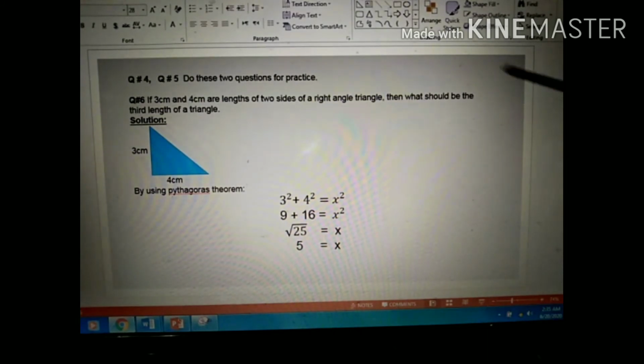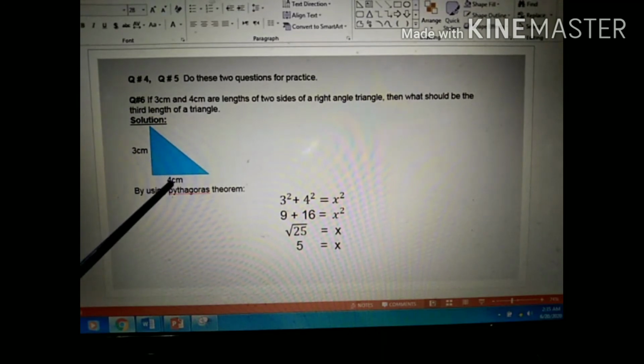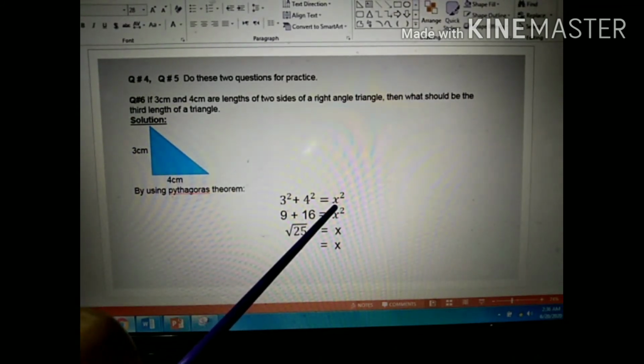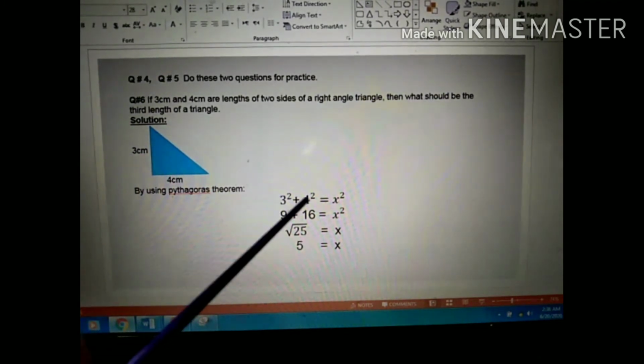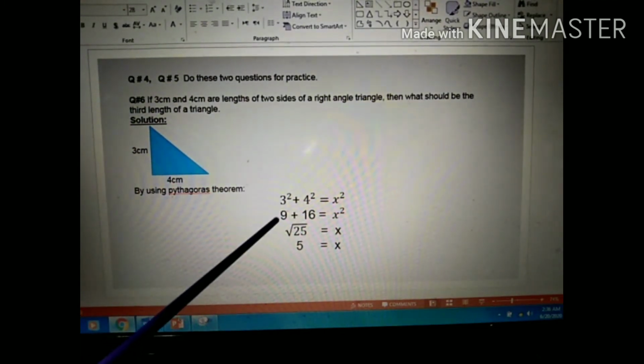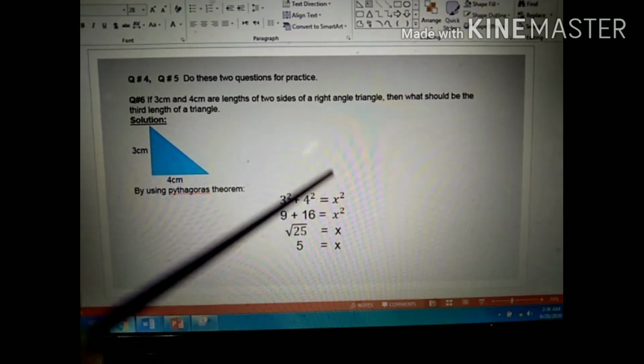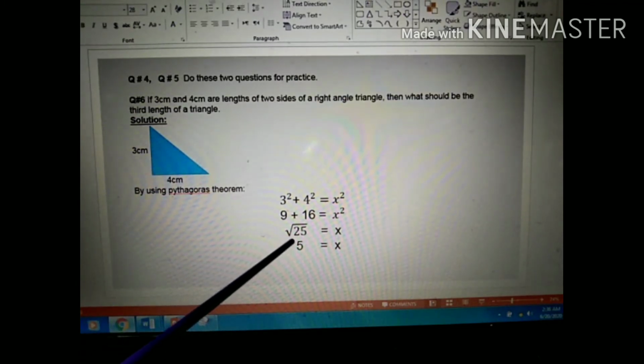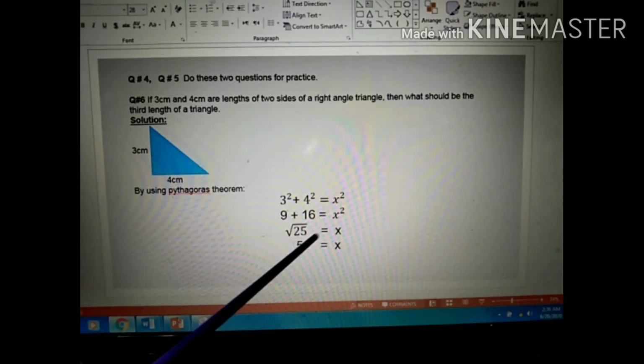So the Pythagoras theorem is the sum of the squares of these two sides. The square of 3 plus the square of 4 must be equal to the square of the third side. After calculating their squares, we have 25, and here we have x square. To remove the square, we can find the square root of 25. So the square root of 25 is 5. So the third side is 5 centimeters.